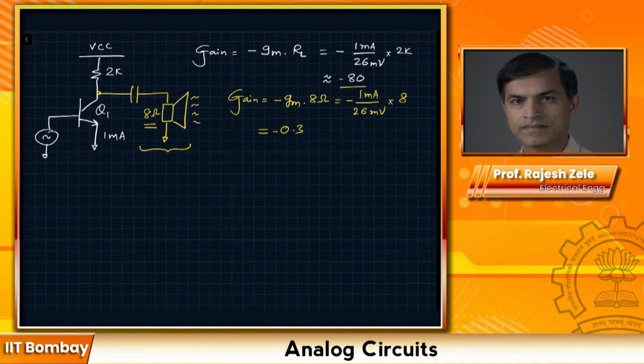So this is bad news. Our amplifier ceases to act like an amplifier. So how do we solve this problem? Enter emitter follower. So what we will do is we will insert an emitter follower in this case. So follow my train of thought.